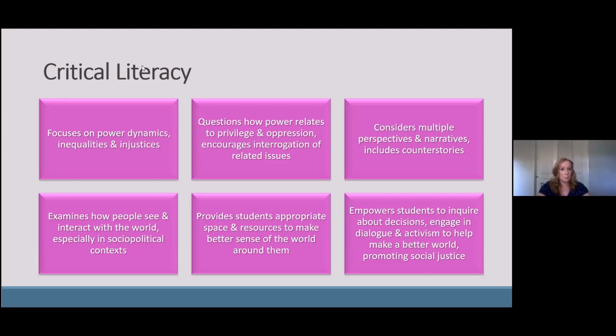It considers multiple perspectives. When we go to critical race theory, really thinking about that language of counter stories, but giving voice to multiple perspectives, multiple stories, particularly stories of people who have historically and currently been placed on the margins. And it also examines and asks our students to examine how they see and interact with the world.